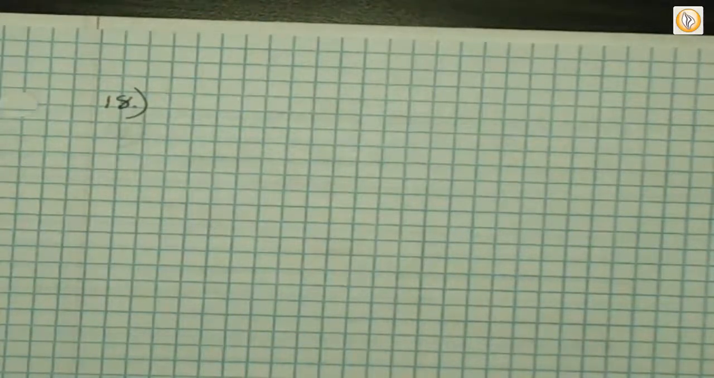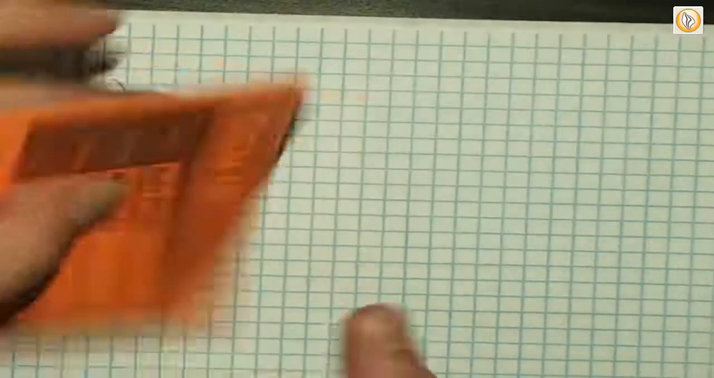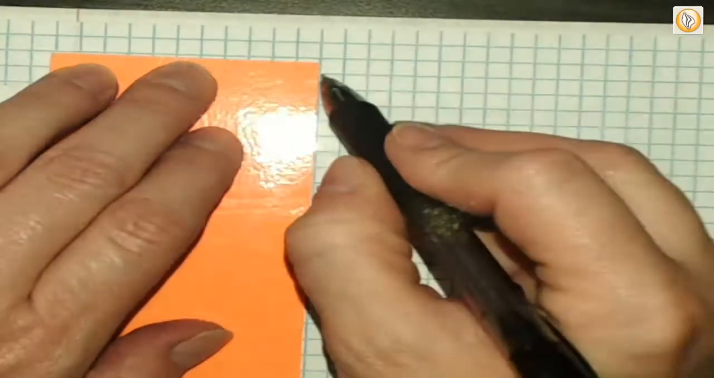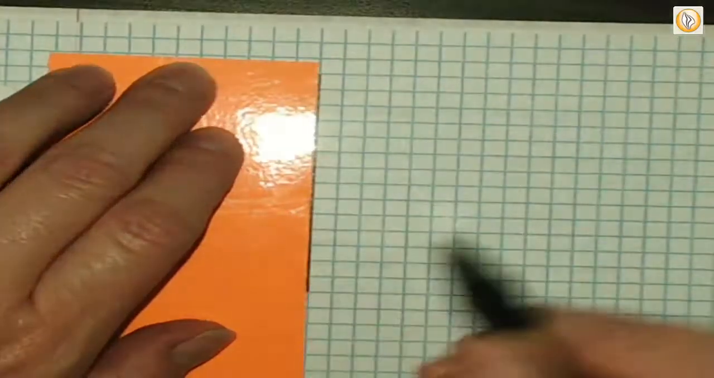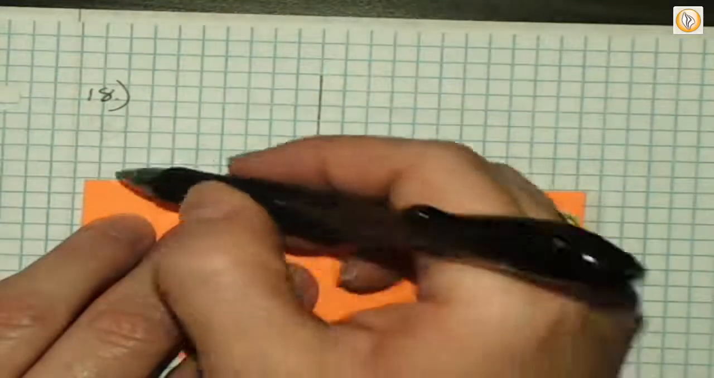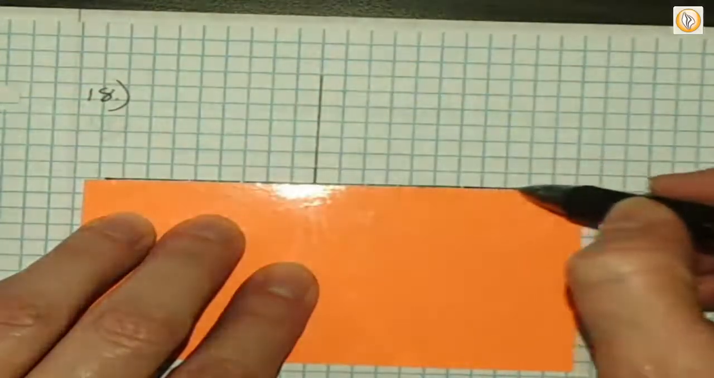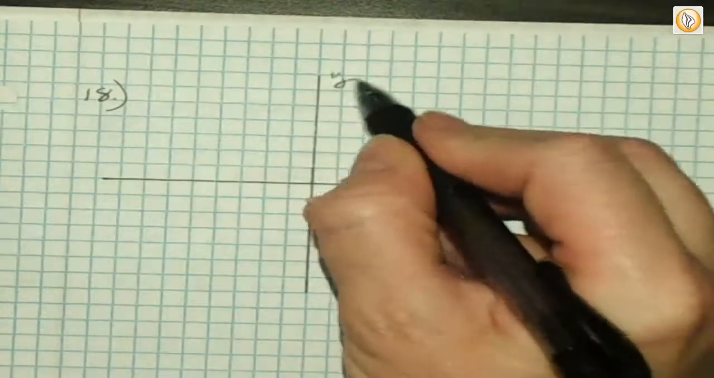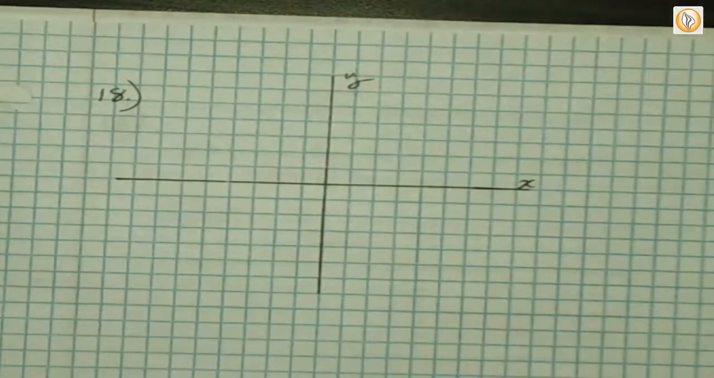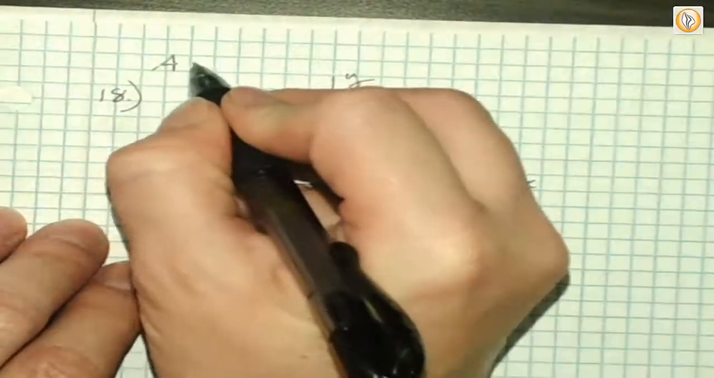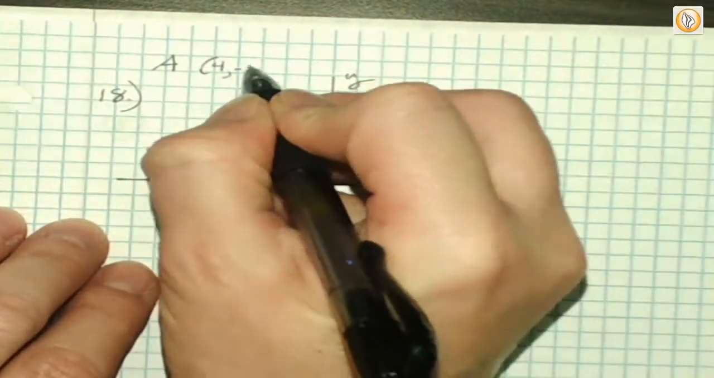So I'm going to draw my little Cartesian plane. You can draw it on your paper. I mean, these are notes. They don't have to be perfect. Okay, this is your X. This is your Y. 18 says plot an A at 4 and -2.